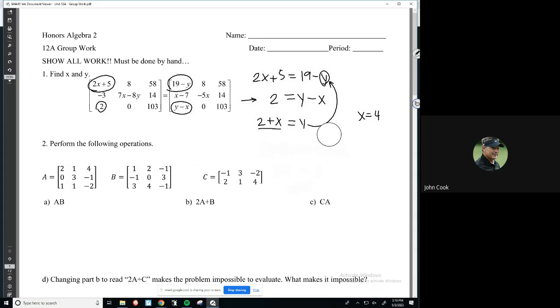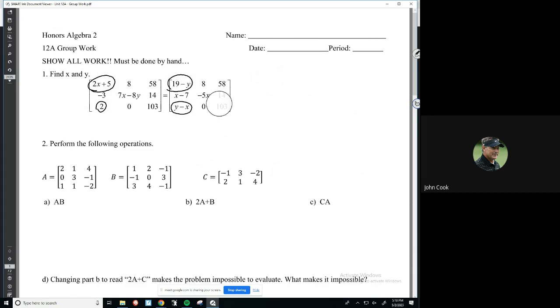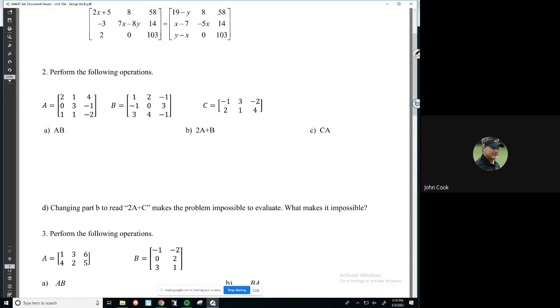But how did I do all this stuff? I just took the corresponding parts and set them equal to each other. That's what you've got to do for this, okay? All right. Next up, number 2. Perform the following operations, if possible. Not all of them are going to be possible.